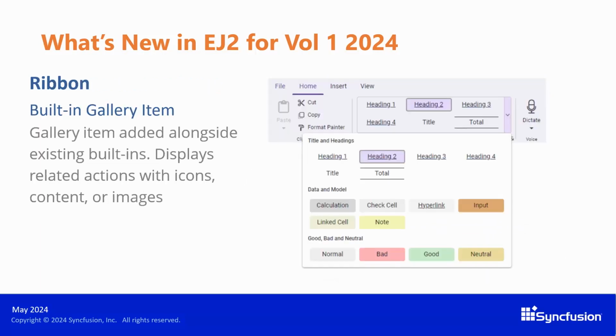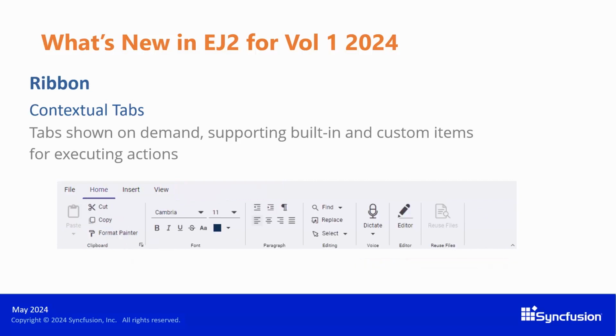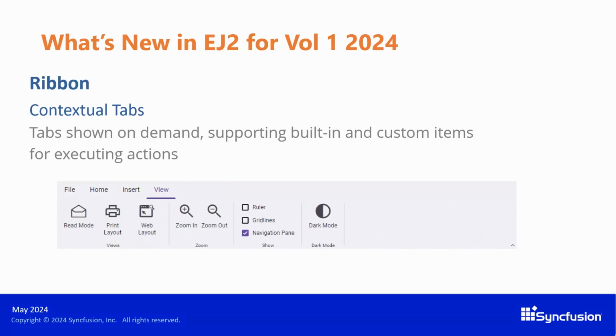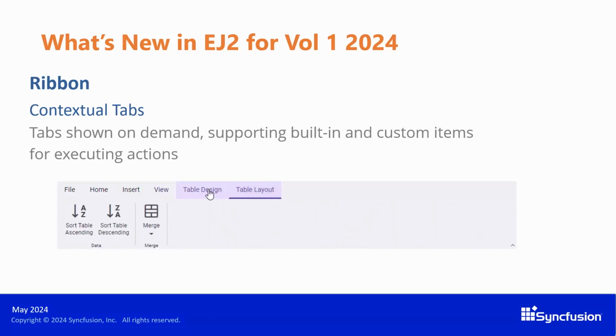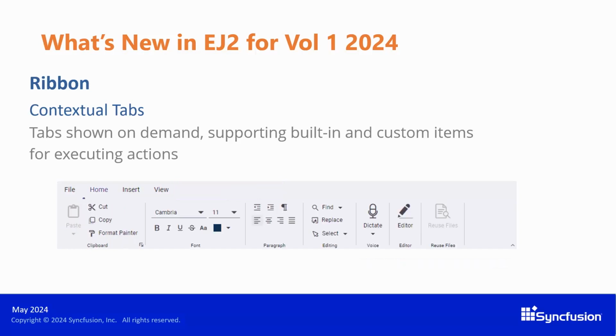Next, we have a few updates in the ribbon component. The first is the built-in gallery item. In addition to the existing built-in items, a new item, gallery, has been added to the ribbon component. The next update is contextual tabs. This feature allows users to display the ribbon tabs on demand based on their needs. Similar to the normal ribbon tabs, it supports adding all built-in and custom ribbon items to execute specific actions.